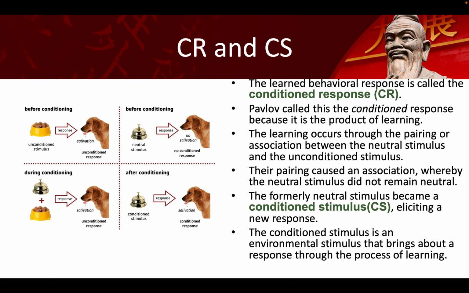The learned behavior response is called the conditioned response. Pavlov called this the conditioned response because it is the product of learning. The learning occurs through the pairing or association between the neutral stimulus and the unconditioned stimulus. Their pairing caused an association whereby the neutral stimulus did not remain neutral. The formerly neutral stimulus became a conditioned stimulus, eliciting a new response. The conditioned stimulus is an environmental stimulus that brings about a response through the process of learning, and that's how we taught the dog to start salivating when he hears the bell. We tied the food to the bell, and once we ring the bell, now he salivates, whether we bring food or not.